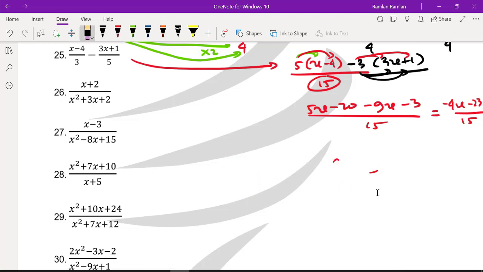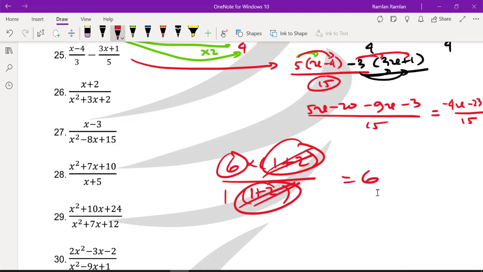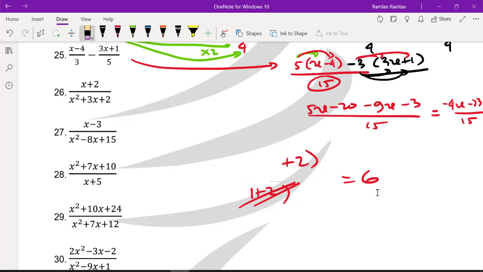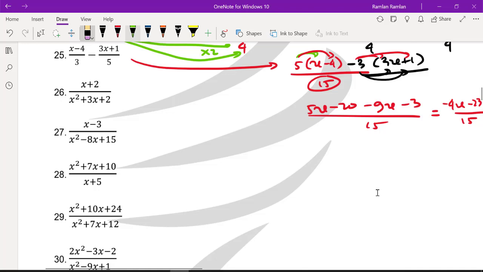Another example, what if I have something like this: 6 multiplied by 1 plus 2, and here we have 1 plus 2. So we can actually do something like this, right? Because, okay, we have addition, but that addition is inside the bracket. So this guy and this guy are exactly the same. This one is being multiplied by 6, and this is multiplied by 1. So this is also equal to 6 because we can cancel these two. So this concept is also going to be very important for you guys. Remember, do not do this. Do not do that.